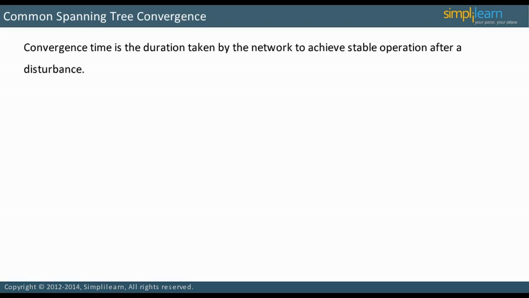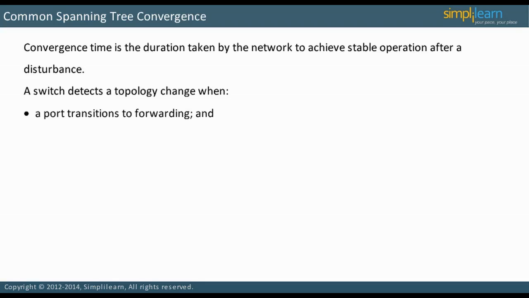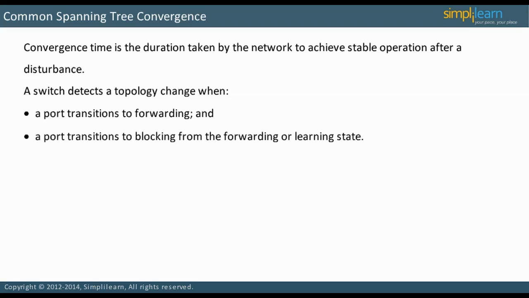Convergence time is the duration which the network takes to achieve stable operation after a disturbance. In a stable CST configuration, a switch continues to receive configuration BPDUs from the root bridge on its root port. 2 events signal a topology change. First, a port transitions to forwarding. Second, a port that was forwarding or learning transitions to blocking.